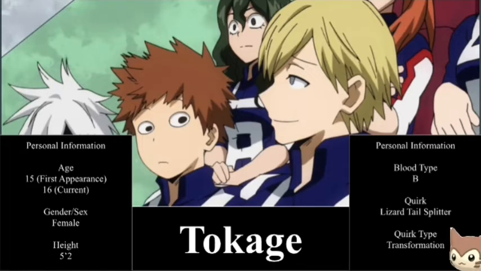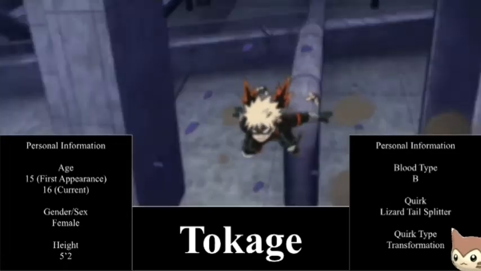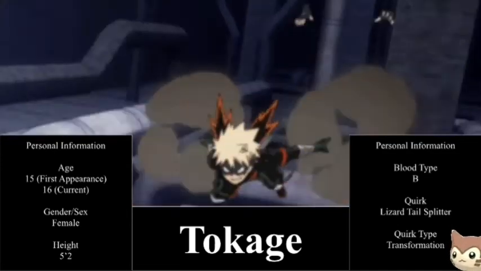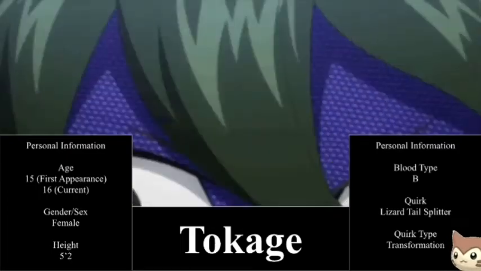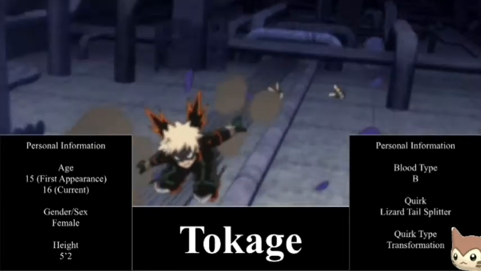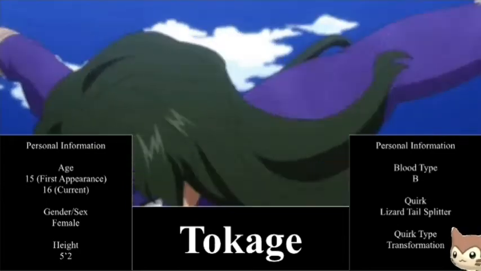But in order to get in through recommendations at all, then you have to have a particularly good quirk, and Tokage absolutely does, with her quirk being Lizard Tail Splitter, which allows her to split her body into 50 different pieces. All these pieces can levitate and be freely controlled by her, with them being able to regenerate once destroyed, allowing her to continue to be on the offense.